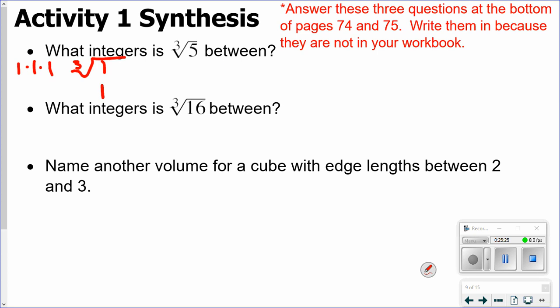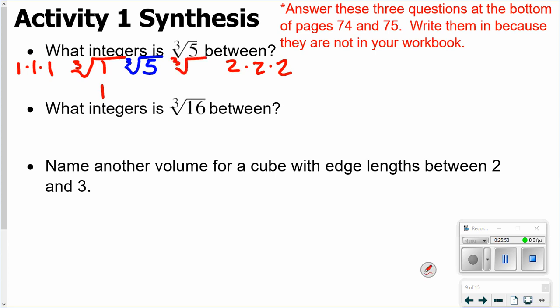And then I know that 2 times 2 times 2 is 8, right? So that 2 times 2 times 2 would be represented as the cube root of 8, okay? I'm just going to move my 8 over so it's underneath that cube root. So that tells me that the cube root of 5 must fall between the cube root of 1 and the cube root of 8, which is 2. I totally wrote that backwards, my apologies. Let's fix that.